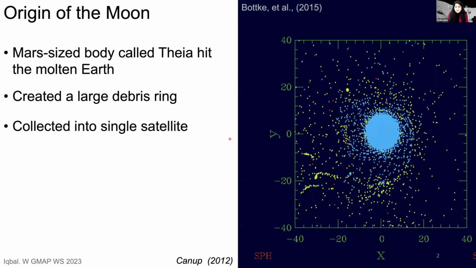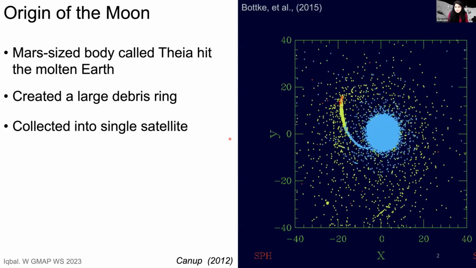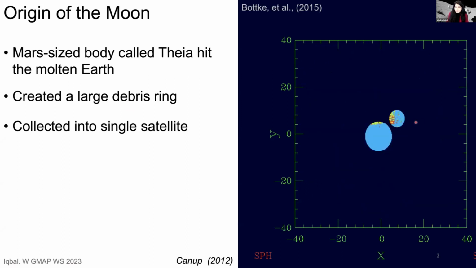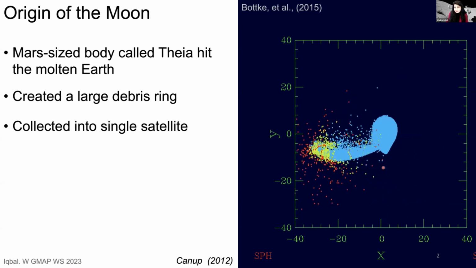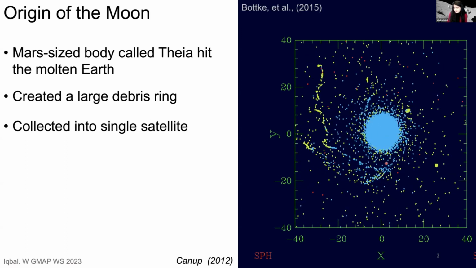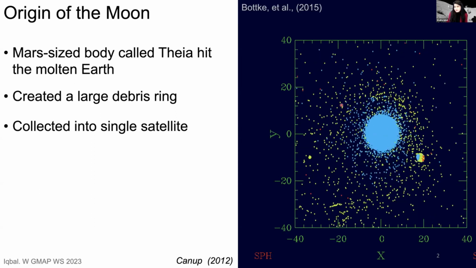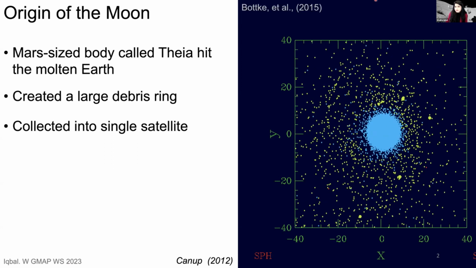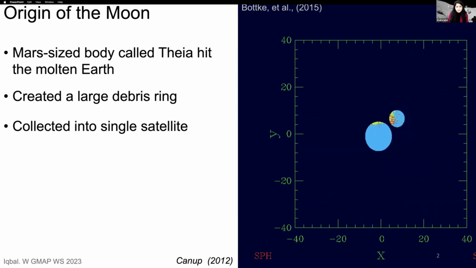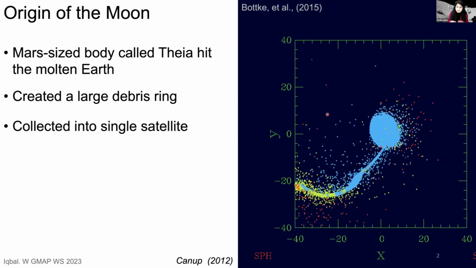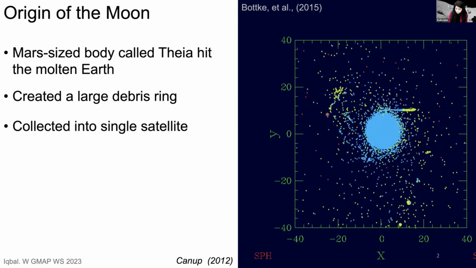But the most common one includes the Mars-sized body Theia hitting the molten Earth. This was at the time when the planet was still a protoplanet and molten, and then it left debris around this molten body, and this debris then collected into a single satellite, which we see as the Moon now.